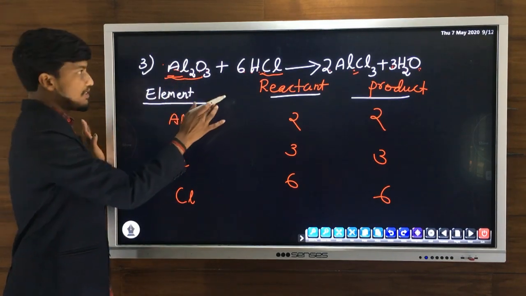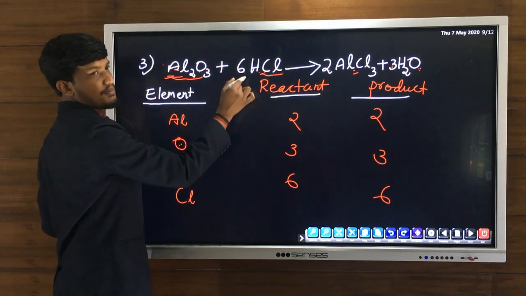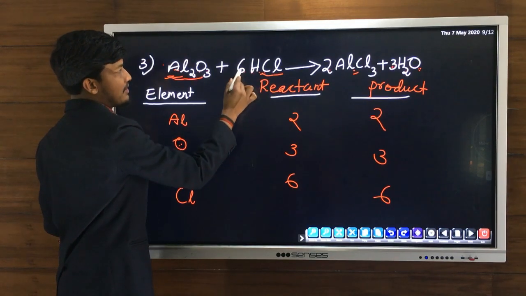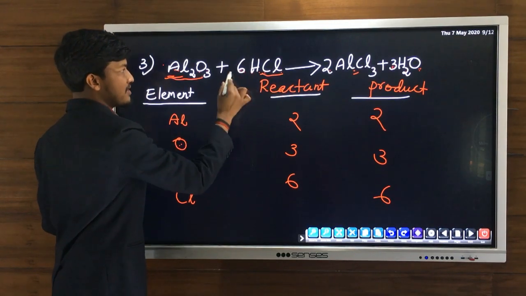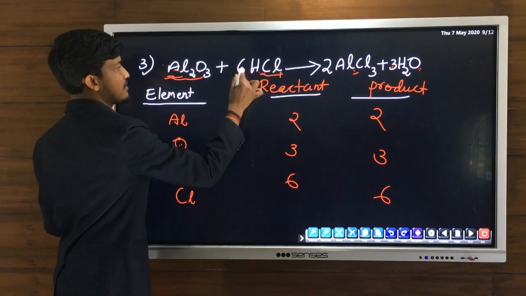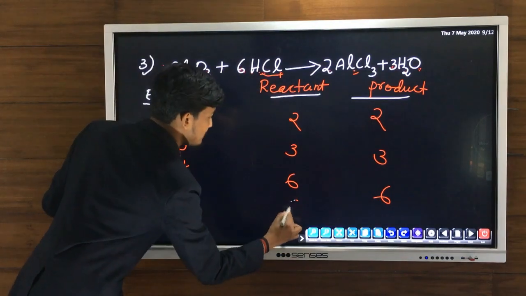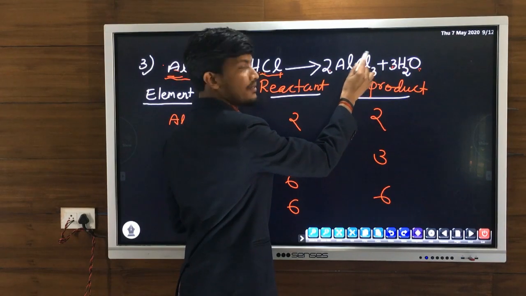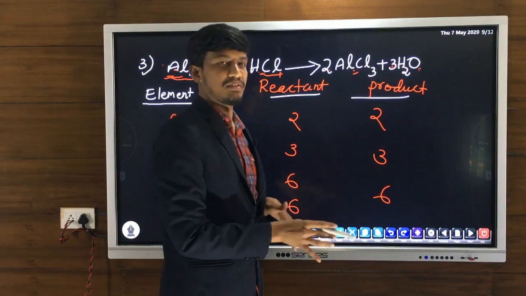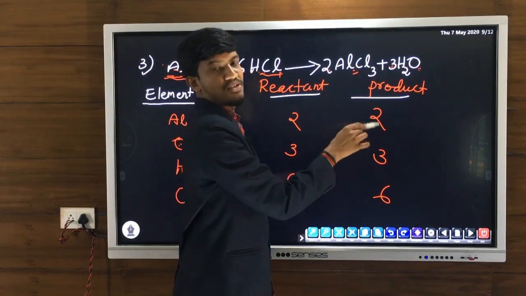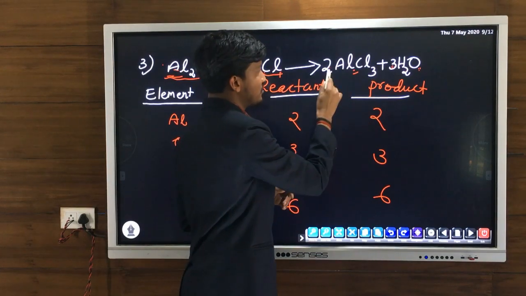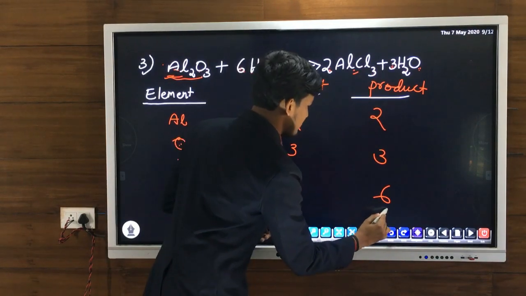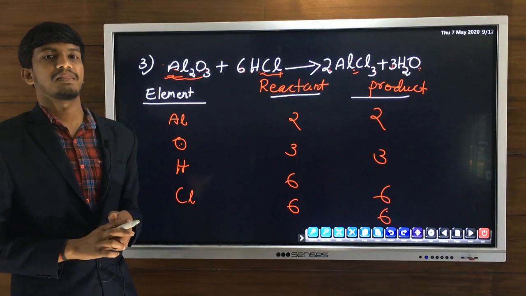In Al2O3 no Cl atom. Cl is in the second reactant. Cl, 6 into 1, 6. 6 ones are 6. 6 chlorine atoms. Then on the right side, chlorine is in the first product. There is no chlorine in the second. So number of chlorine atoms on the product side, 2 into 3. 2 3s are 6. 6 chlorine atoms.